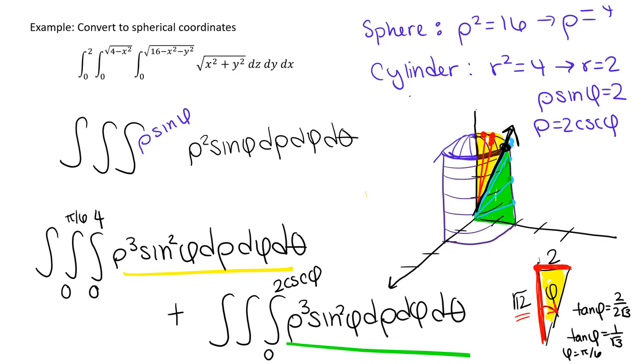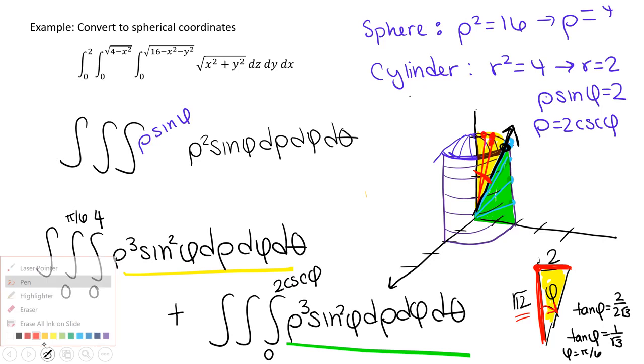So I can just use right triangle trigonometry to figure out what phi is. I ended up doing tangent is opposite over adjacent. So tangent is 1 over root 3, and that means that angle is pi over 6. All right, so this angle phi in this yellow region is pi over 6.